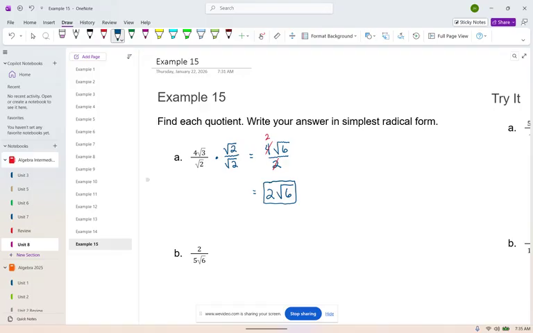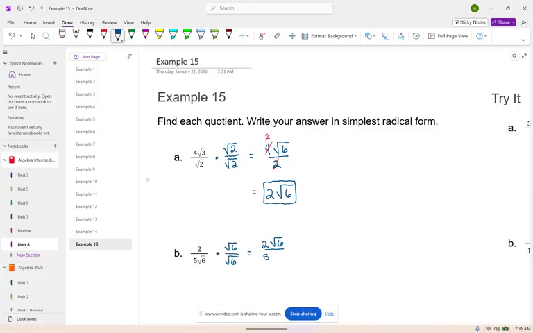Okay. So part B introduces something new, which is a coefficient outside of that square root. But we're just going to leave that coefficient there. And all we're going to do is multiply by that square root of 6. So on the top, square root of 6. On the bottom, square root of 6. Okay. So on the top, we'll have 2 square root of 6 over, okay, we'll leave that coefficient, 5.